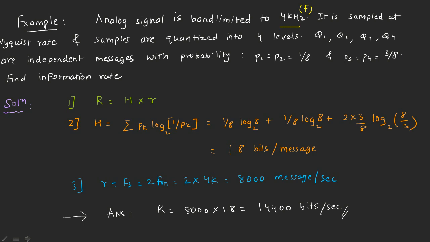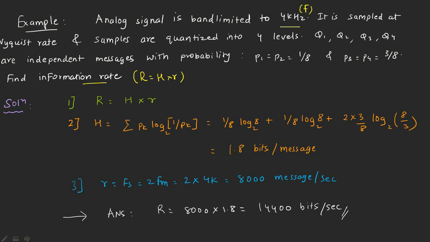If they are independent messages with probabilities P1 is equal to P2 is equal to 1 by 8 and P3 is equal to P4 is equal to 3 by 8, then find the information rate, that is capital R, which is equal to H into small r. And because information rate is in bits per second, you can go by the unit method as well.